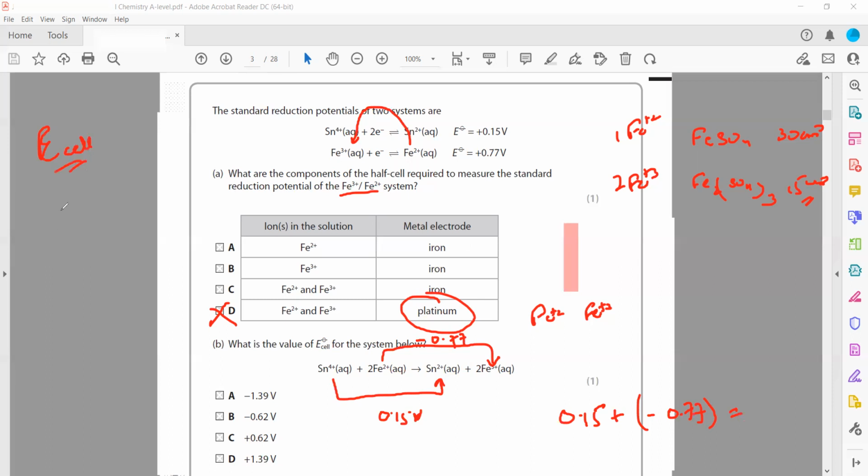that reduction minus oxidation, redox. We can also use that formula to work out, and we'll get the same answer. It won't make a difference.